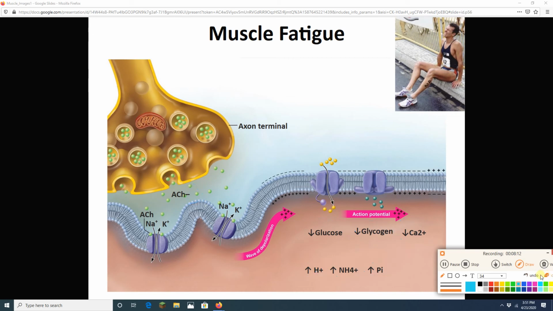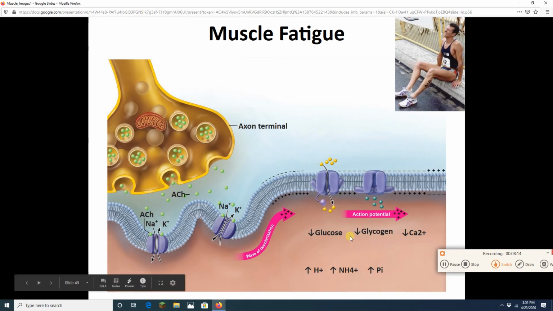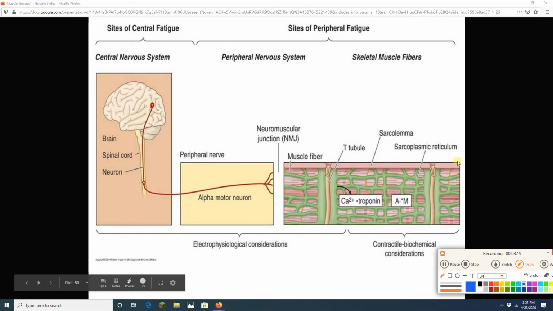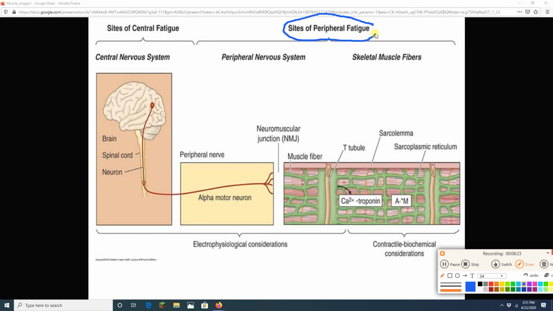But there's more to it though. All of these things are examples of peripheral fatigue. These are things going on inside the muscle cell and at that neuromuscular junction. But there's also something called central fatigue, where your brain is actually making a decision. Your brain, your spinal cord are making a decision.